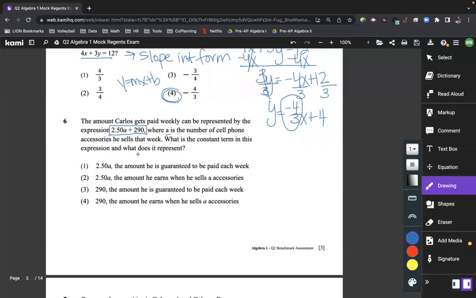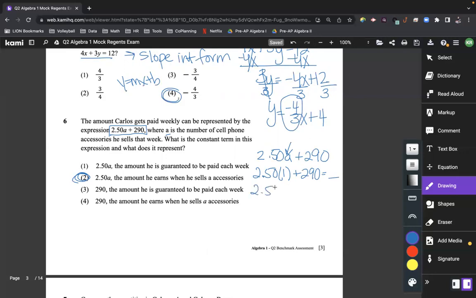So for number 6, a number of you guys chose number 2, okay? And we're going to go over and see if that is correct. So A is the number of cell phone accessories. So just to play with the formula on the side, that means that if he sells one accessory, that's going to be 250 times 1 plus 290, right? And then you add it up and you get whatever your number is.